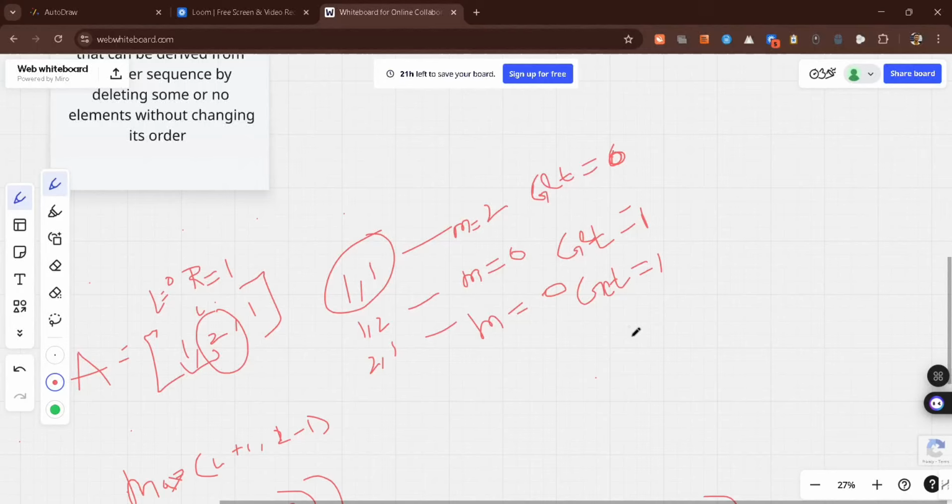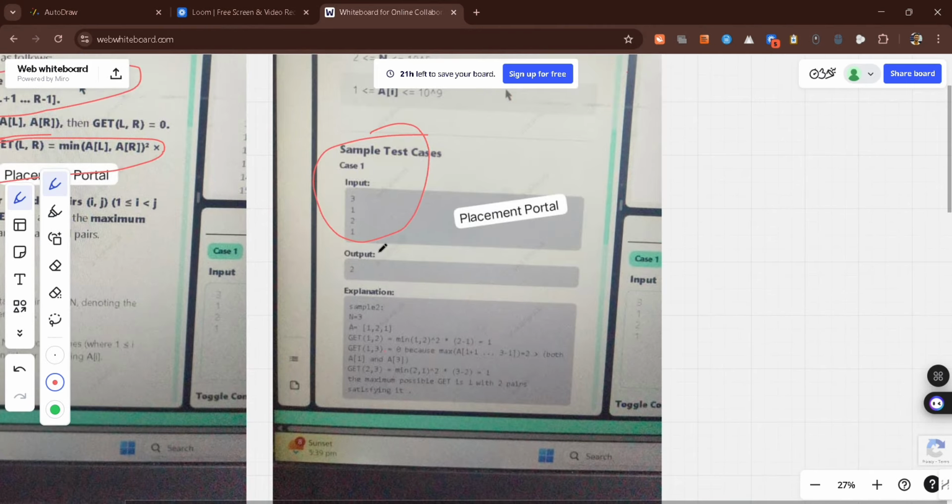Now what will be the output? We have got all the get values. In these get values, what is the maximum value? That is 1. And that maximum value, how many times is it repeating? That is 2. So we have to return 2. The get values are 0, 1, 1. We need to find the maximum value and we need to find that maximum value's count. The maximum value is 1, and 1 is repeating for two pairs, right? So that is 2. So we need to return 2.